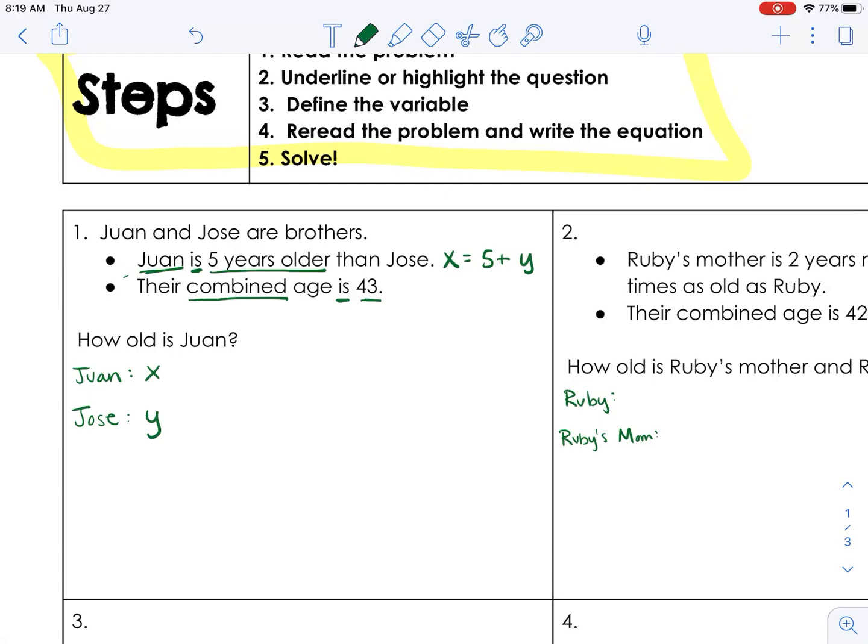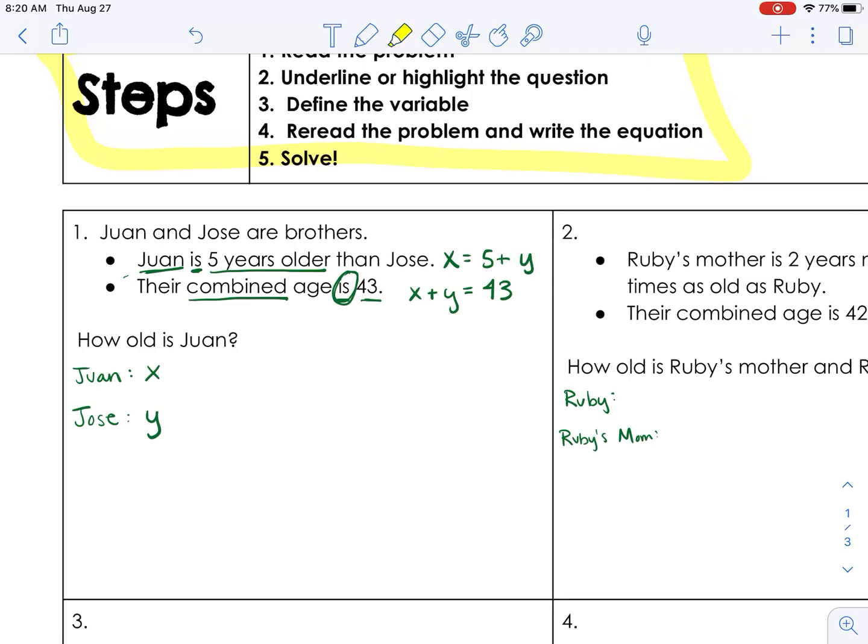So there's one equation. The next equation is going to say their combined age is 43. Combined tells us that we're going to add Juan and Jose together. So X plus Y is, meaning equal to, 43. All right, so now we have two equations. But one of them, or both of them, have two variables in them. So we can't solve until we get down to one variable.